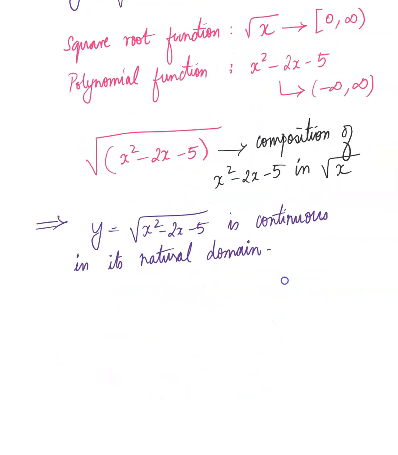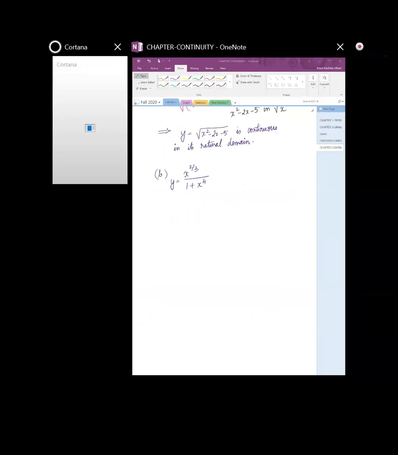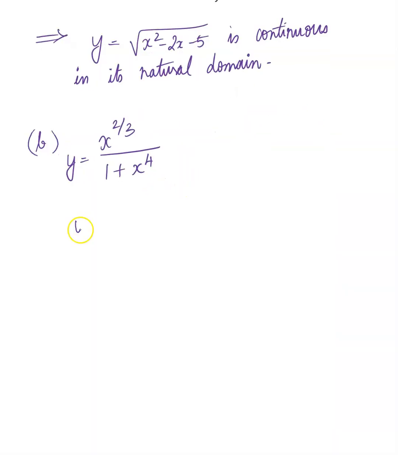All right, now let's take a look at another one, b. Let me write here, y equals x power 2 over 3 divided by 1 plus x power 4. Okay. All right, now we have to break this up. Y equals x power 2 over 3 over 1 plus x power 4. Focus on the numerator. The numerator is nothing but the cube root of x squared, right?